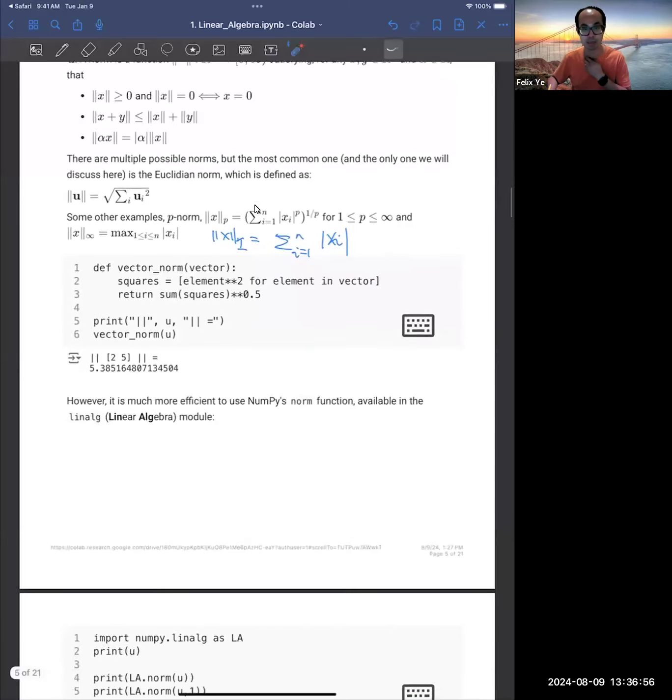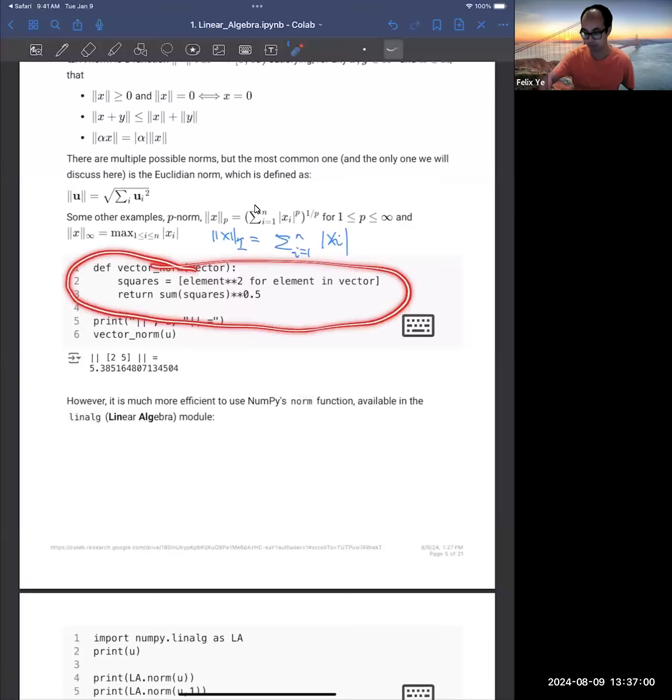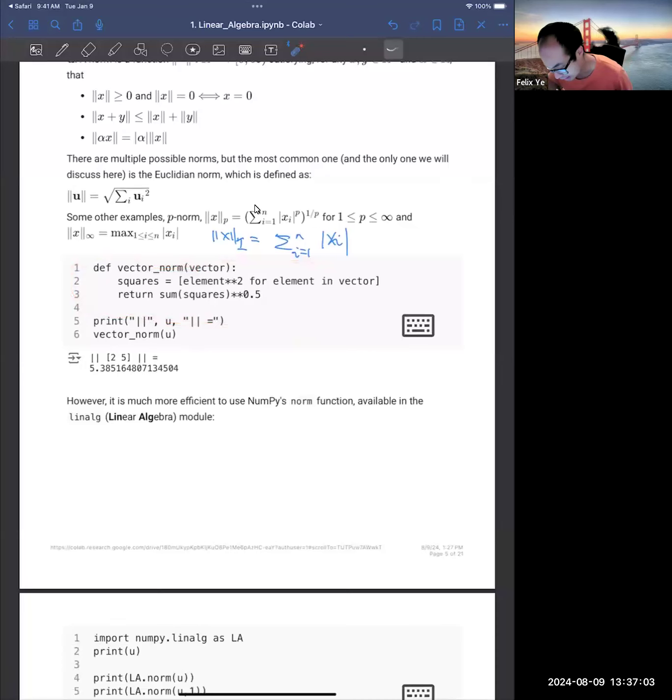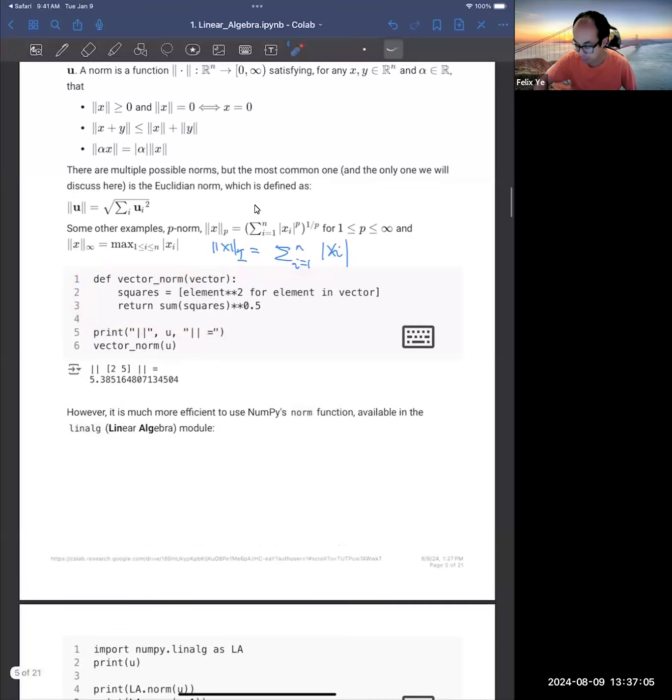You can calculate the one norm and two norm by writing separate functions. So this is a function that we use, and I use something called a comprehension to calculate the square of each component and sum them together, then take the square root. You can see if I have the vector 2, 5, it can output the vector norm right here. But obviously this is not efficient.